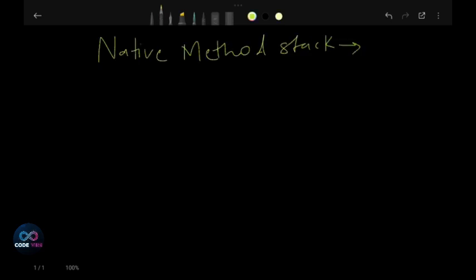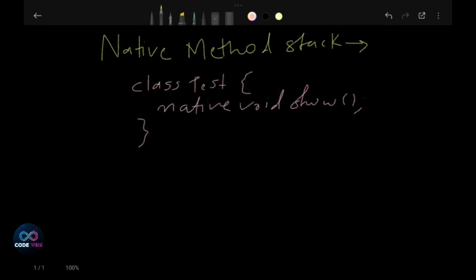In Java, we declare native methods using the keyword native. For example, we have this. This native keyword is used to declare native methods. Method body is not written in Java.